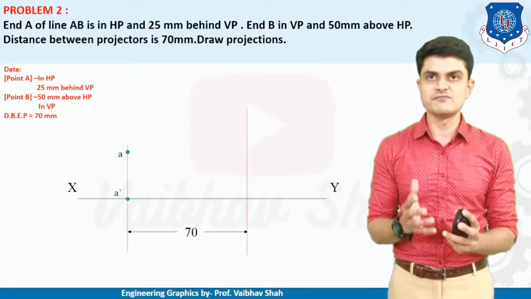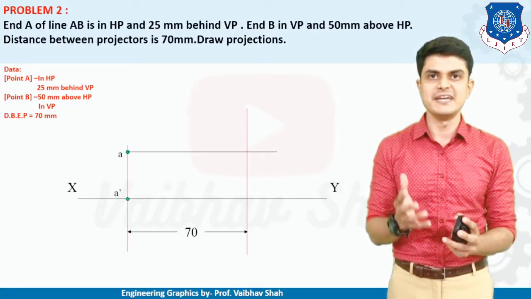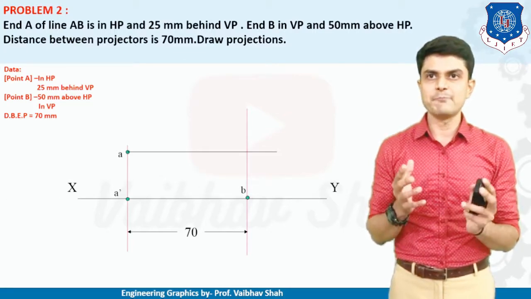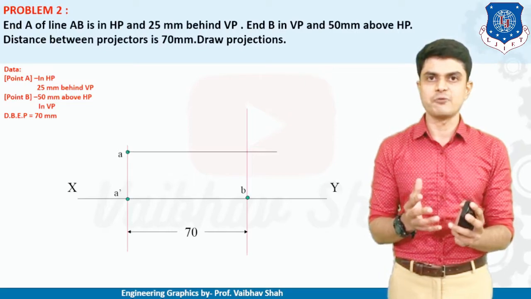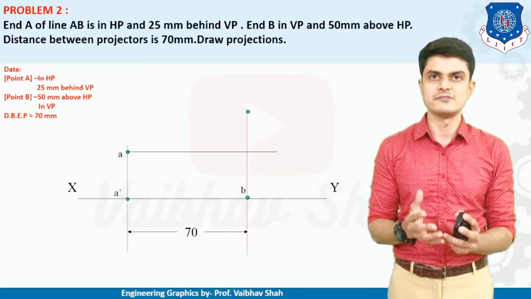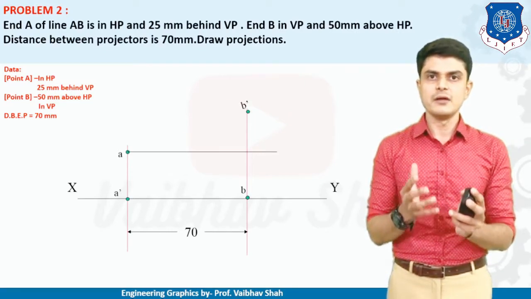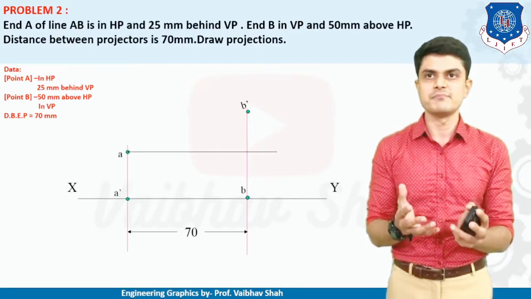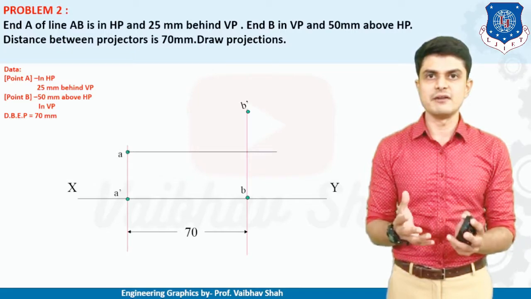Then point B is 50 mm above HP, that means point B dash would be 50 mm above XY. And point B is in VP, so that means point B would be on the XY line itself. So point B dash is 50 mm above HP and point B is on XY itself because it is in VP. So we are having 4 points.